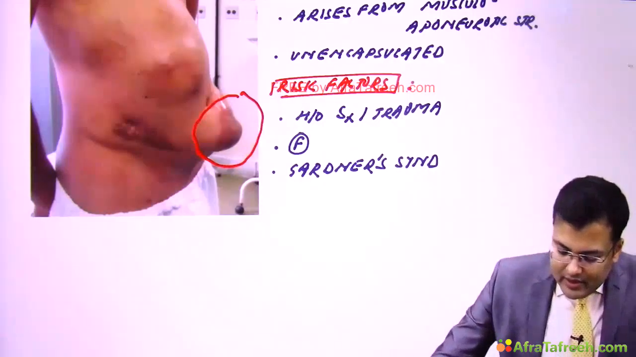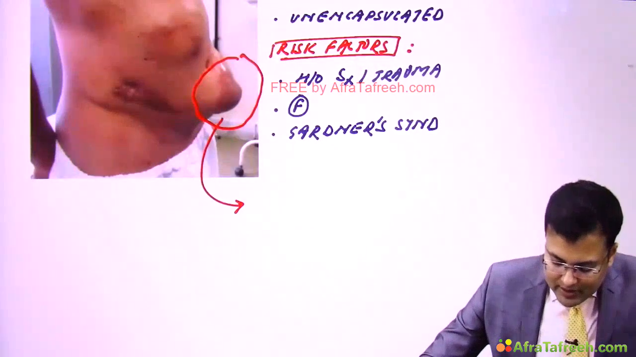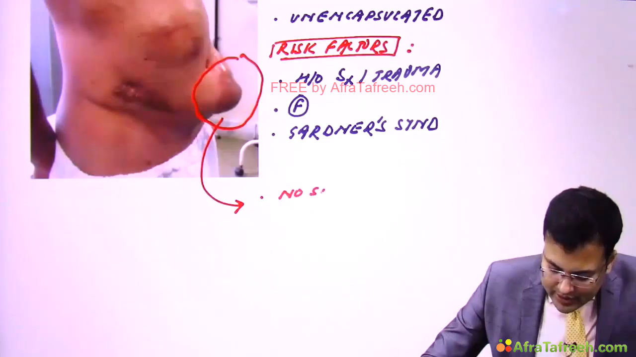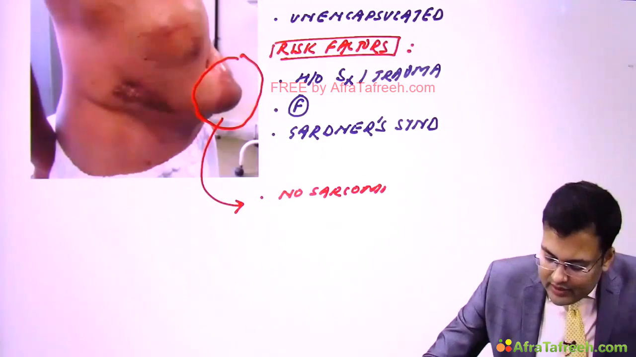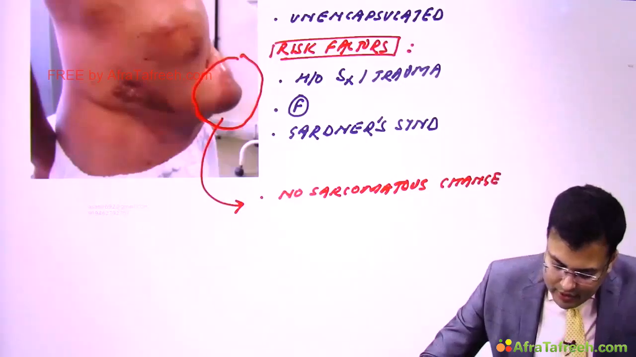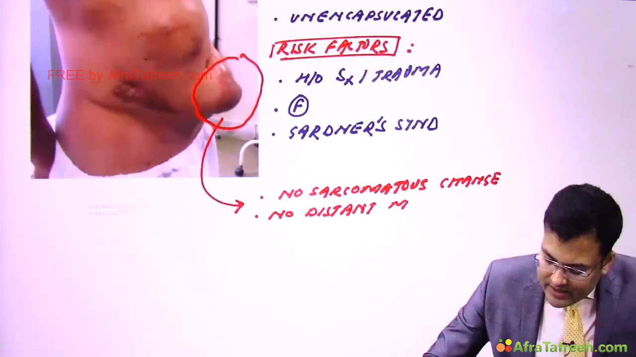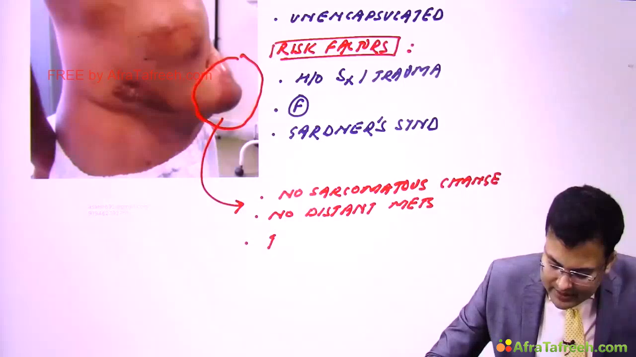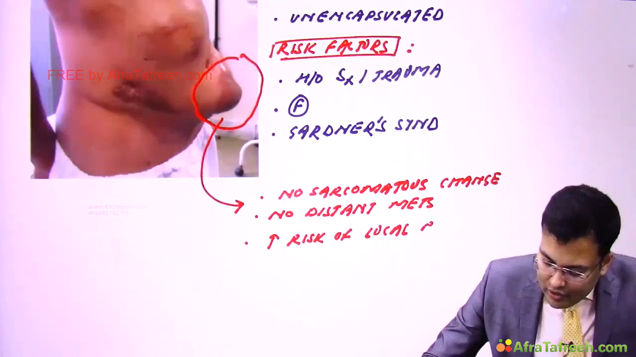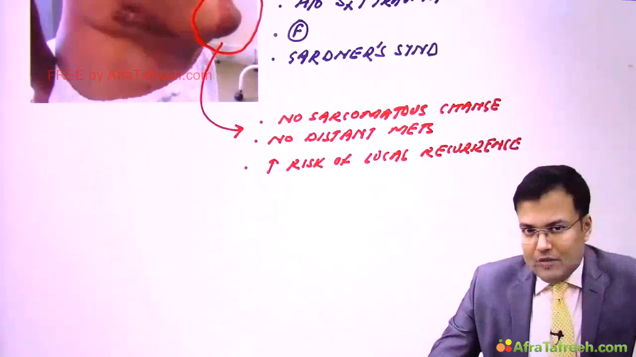Clear? So see, the special property which differentiates it from soft tissue sarcoma is that here there is no sarcomatous change and no distant metastasis. What is the problem? There is increased risk of local recurrence following excision. Why? Because it is going to infiltrate the surrounding muscle.